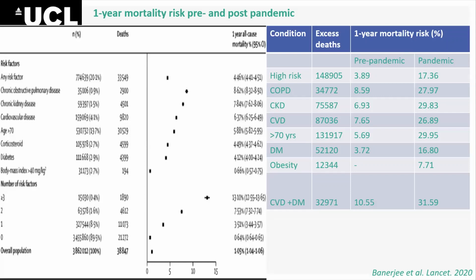And the denominator here is people who have the risk factor and have COVID. Of those, what proportion died in 1 year? And so, for example, under cardiovascular disease, during the pandemic, the 1 year mortality risk was 27%. In those over the age of 70, people who had a COVID code at any point during the year, it's nearly 30%.